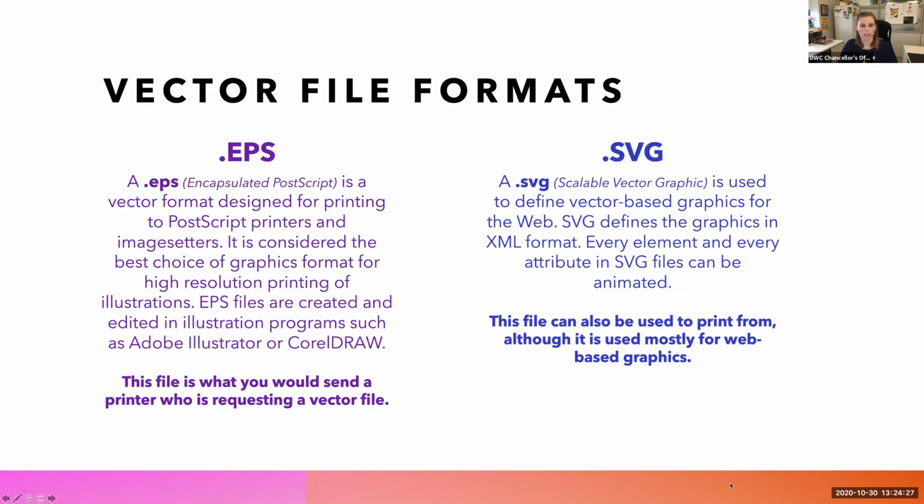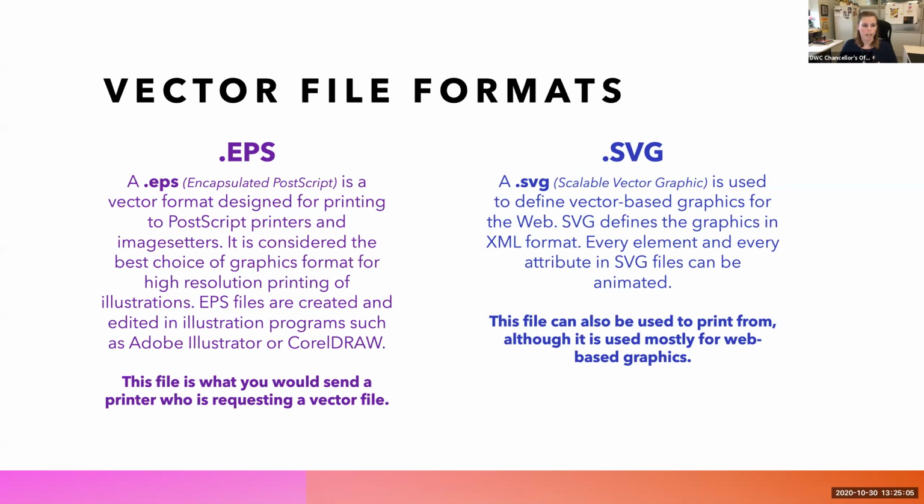So we're going to talk about the two main vector formats. One of them I use regularly, the other one I rarely use. But I just wanted to let you know that there is more than one. The first one, which is used most often, is an EPS file, and it is designed for the use of printers and image setters. So anybody that's printing anything, this is what this file format was designed for.